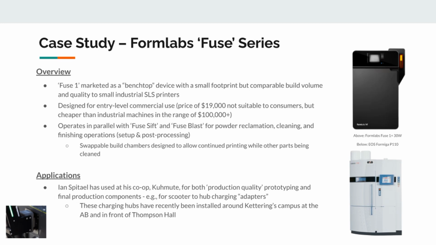Moving to the consumer and manufacturing side of these Formlabs products, I have used the Fuse 1 and Fuse Sift extensively in my time at my co-op company Commute, a startup based here in Flint that manufactures micromobility charging infrastructure. We use the Fuse SLS printer to create both functional prototypes and final products, especially for the adapters that allow micromobility devices like e-scooters, pictured in the bottom left of the slide, to park and charge at our hubs.